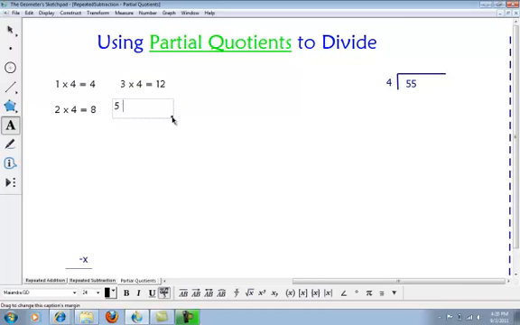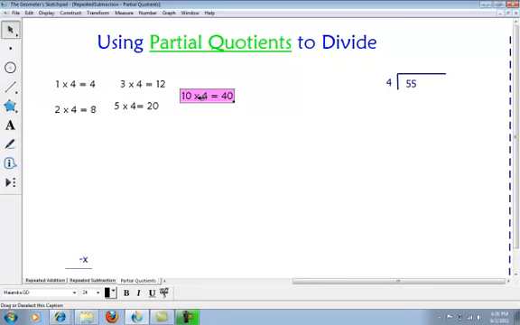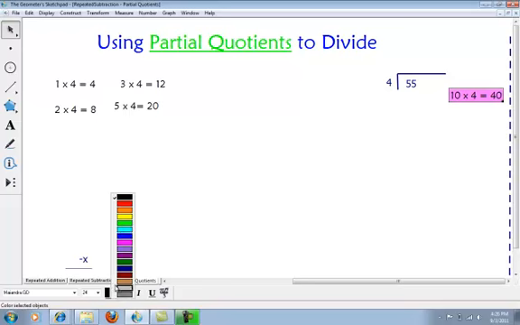What about 5 groups of 4? Yep, that would be 20. And what if we did 10 groups of 4? You're exactly right, we would be using up 40 tiles. So let's look at how we can use these multiplication facts that we know to solve this division problem. Now, I have 55 divided by 4. You know what? If I made 10 groups of 4, that means that I would be using up 40 of those tiles. Let's look at how we would write that.